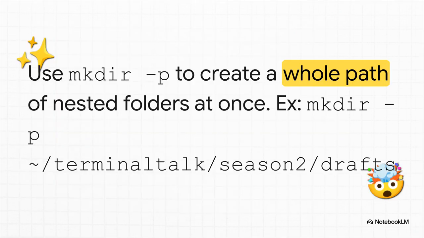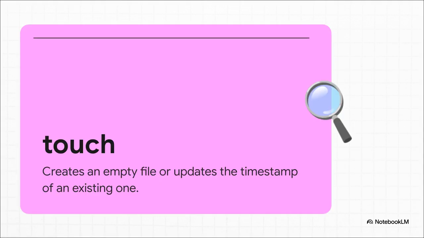And this right here? This is one of those first whoa moments you get with the command line. Normally, you'd have to make a terminal talk folder, then open it, then make a season 2 folder, open that, and then finally create drafts. But here, with that little -p flag, you create that whole nested structure perfectly organized in one single command. It's beautiful.